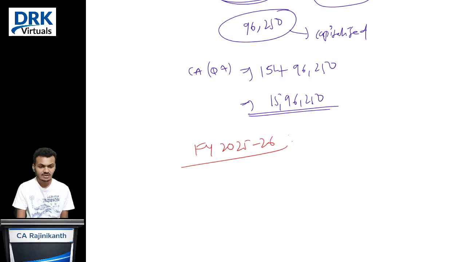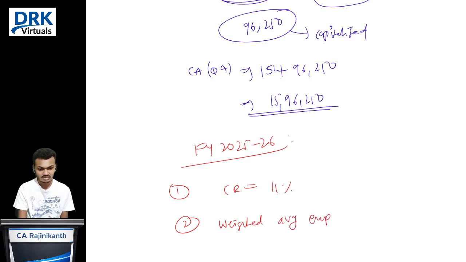2025-26. In this case, first the capitalization rate remains the same, because as we discussed, loans are outstanding throughout the financial year, that is 11%. Now step 2, weighted average expense incurred on qualifying asset.